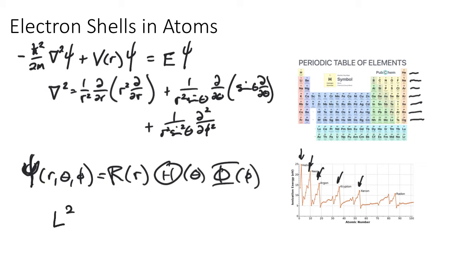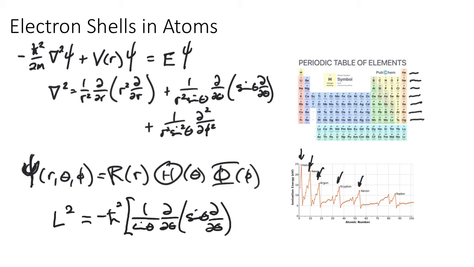So we can define a differential operator, which we're going to call L squared, and we're just going to plug in an extra constant for use later, the minus h bar squared, but then 1 over sine theta d by d theta of sine theta d by d theta, plus 1 over sine squared theta d squared by d phi squared. So this has the azimuthal parts here without the r squared, but with an extra h bar squared.